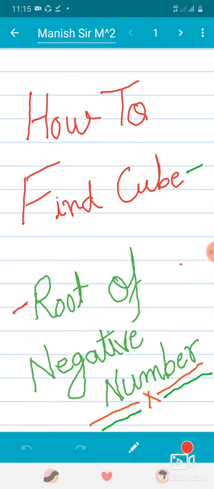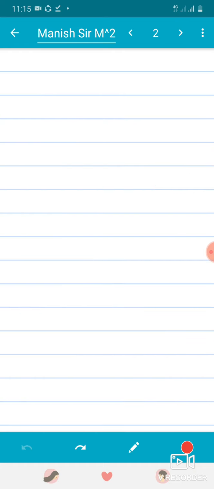Today's topic is how to find the cube root of any negative number. We learned earlier about cubes and cube roots. So let us start with solving the cube root of negative 512. How could we solve this type of question, the cube root of a negative number?